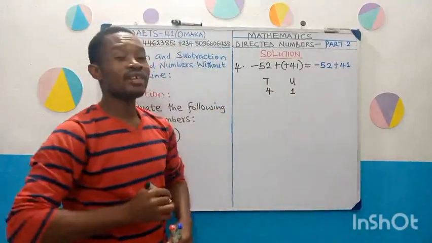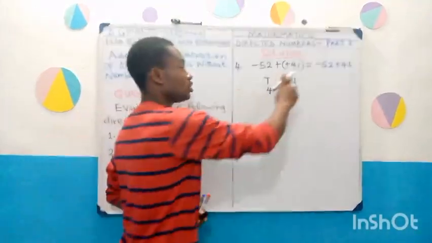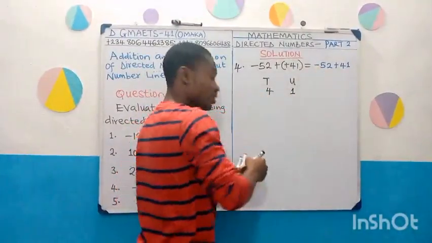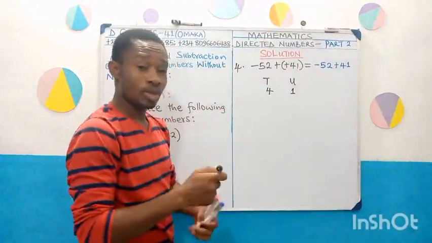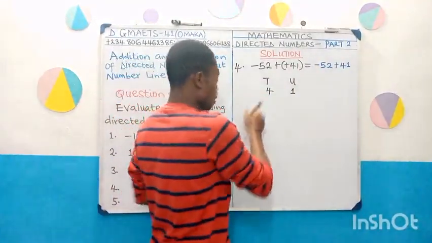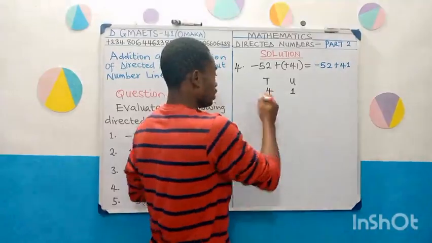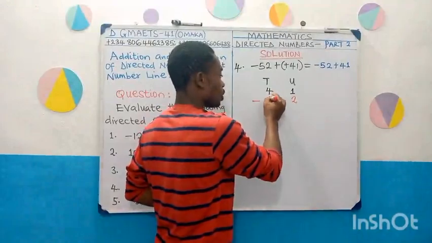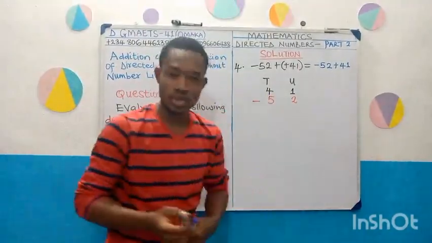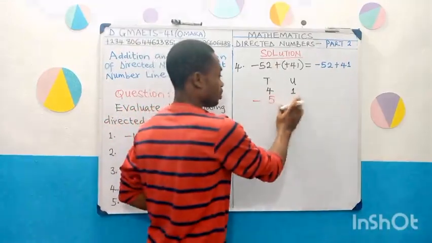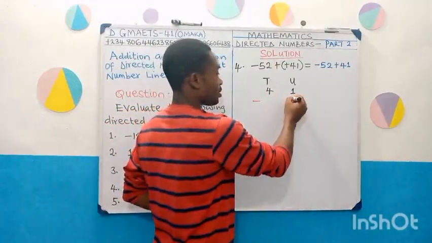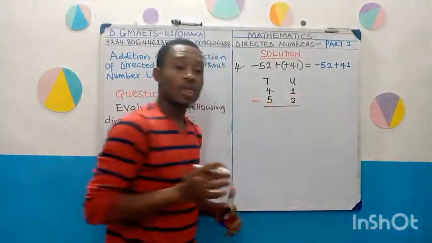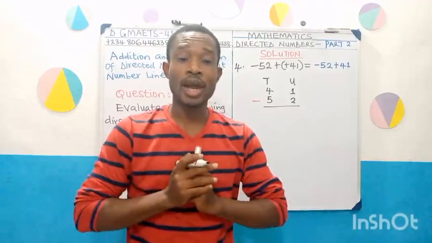Good. Then we now have minus 52. This 52 will come under, and it is coming with minus. So I'm going to put it minus 52. 2 will come under units, 5 will come under tens. I'm going to write this in black marker, please. So this is 2 and this is 5. Good. How do we do this subtraction now?